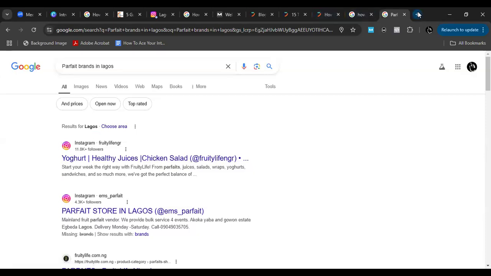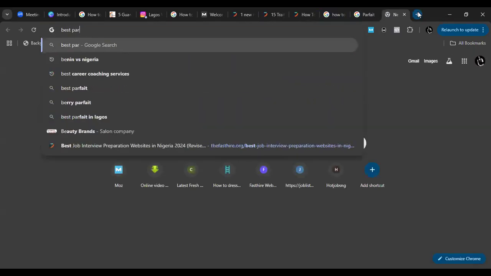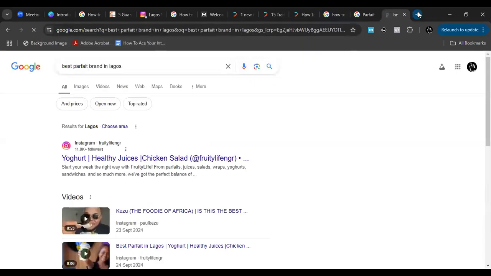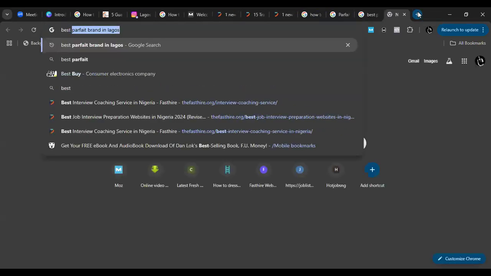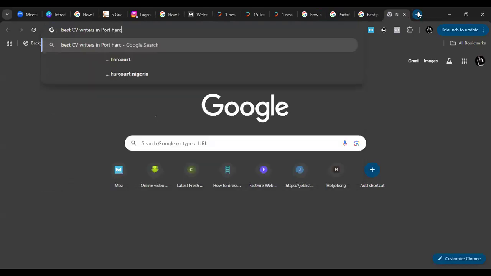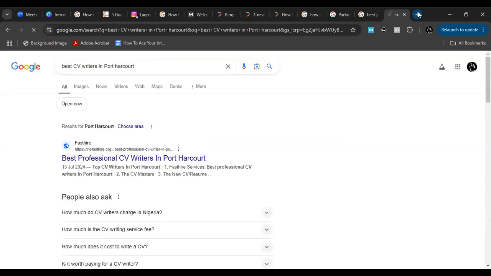Do you understand? Somebody can even search best parfait brand in Lagos because they want to get the best parfait. So how can you tap into searches like this to get people to come to you? Or best CV writers, for instance, in Port Harcourt. How can you tap into searches like this and get people to hire you for your service?